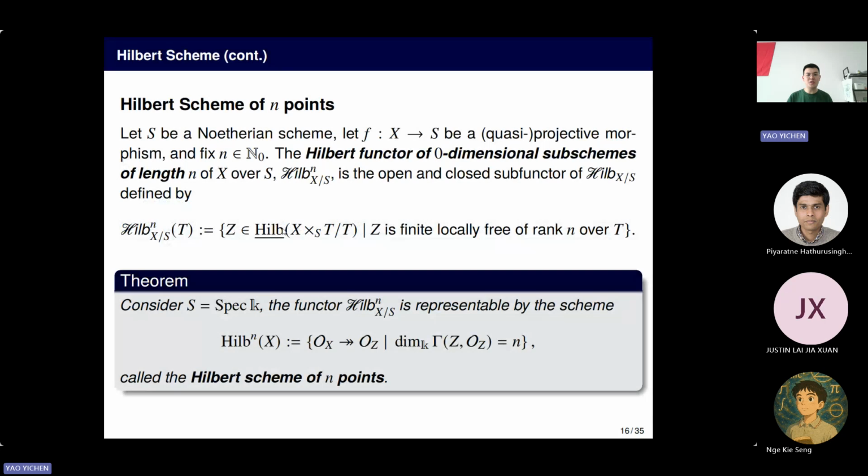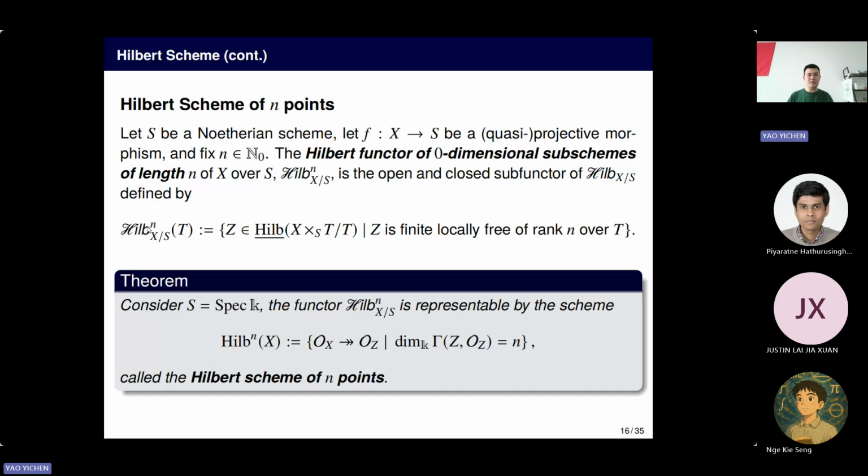And then we come to the Hilbert scheme of n points. This is actually just a subfunctor of the whole Hilbert functor, because the whole Hilbert functor and the Hilbert scheme is quite large, and we just think of some part of it. And actually, this classification is by choosing different Hilbert polynomials. But here we just talk about n points, which means that the Hilbert polynomial is just a constant. It only has value on 0.